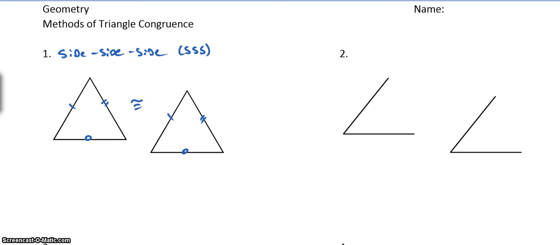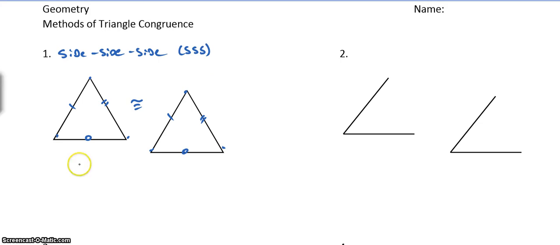There's only one way you can combine them if they're all the same size to make a perfect triangle. So if all 3 sides are the same, there's only one possible way for the 3 to connect at the ends and make a triangle. And that possible way has to be the same in both instances. So that's why side, side, side can preserve congruency.